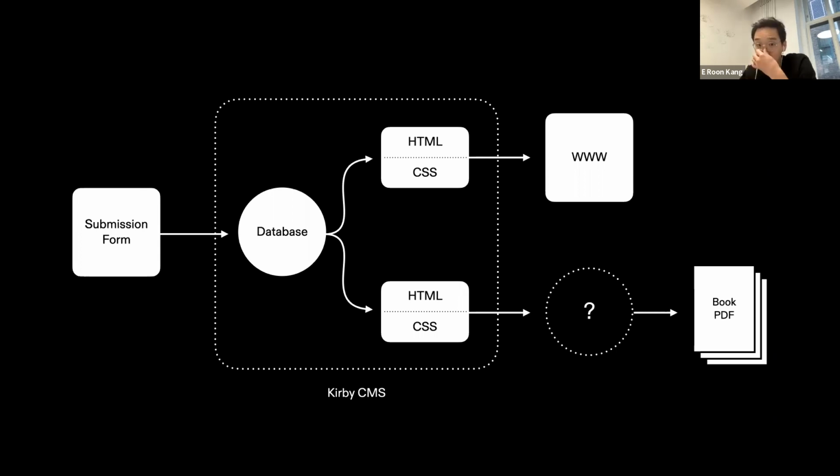Then with HTML and CSS templates, it would create a website as it usually does. But in this new flow, we were thinking maybe we can create another set of templates, not just for web, but for print. And then perhaps we can create a print-ready PDF out of it. And this new workflow seemed feasible to us. And the only missing piece was that part with a question mark in it.